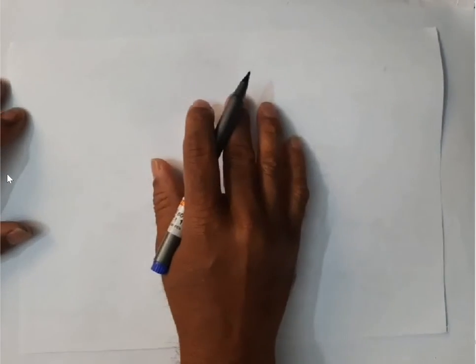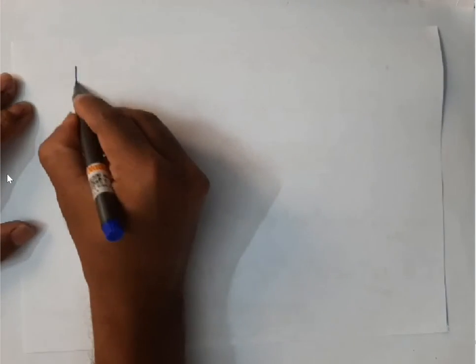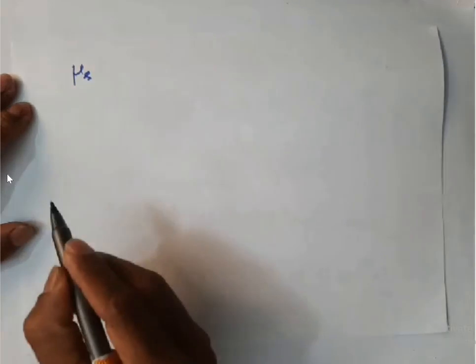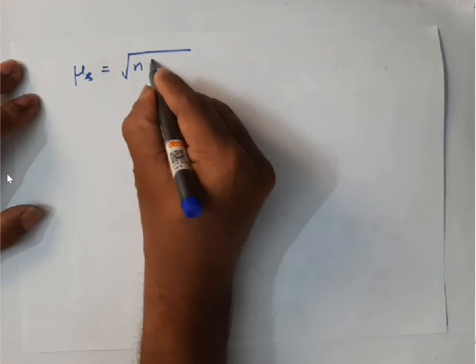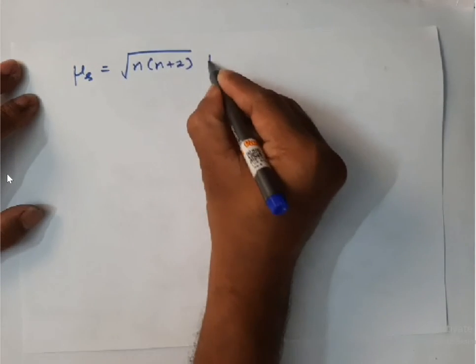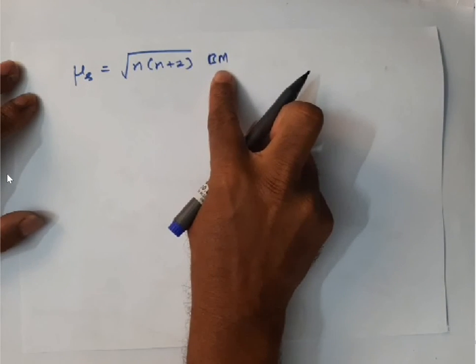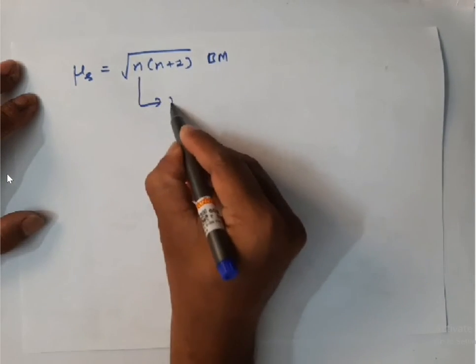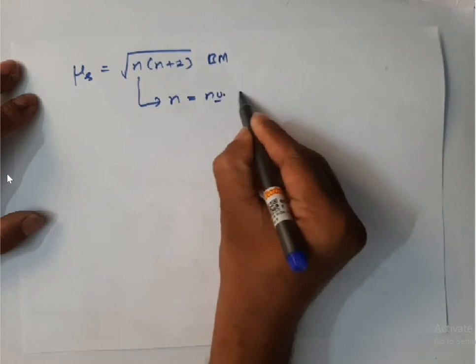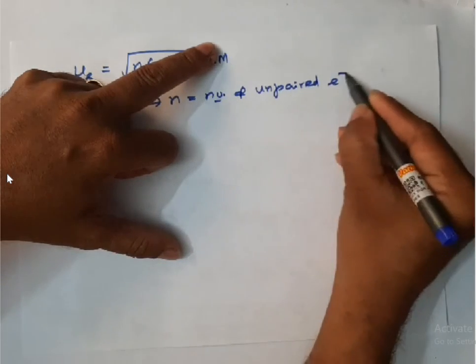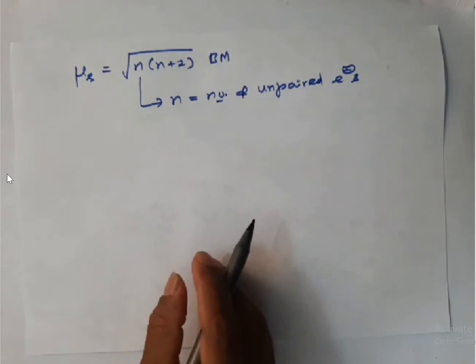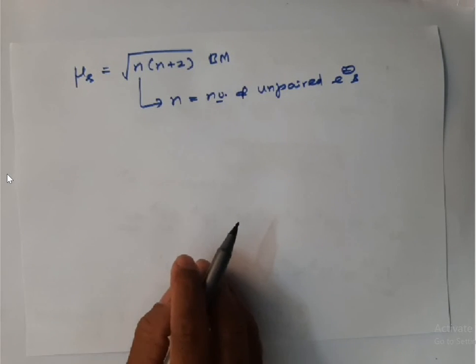Before going to that, listen, for a paramagnetic substance, you can calculate what is called the spin only magnetic moment. You can calculate mu s, the spin magnetic moment. How? What is the formula? The formula is this: root of n into n plus 2 Bohr magneton. Bohr magneton is the unit, and here n is the number of unpaired electrons present in one atom. Okay, that's the meaning.